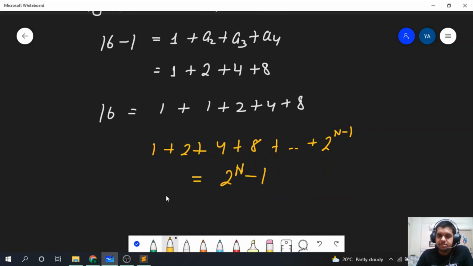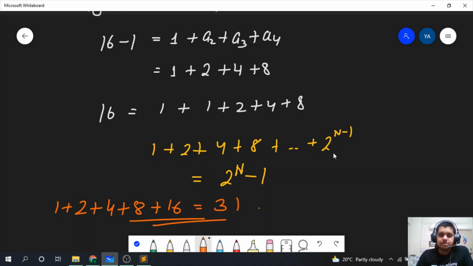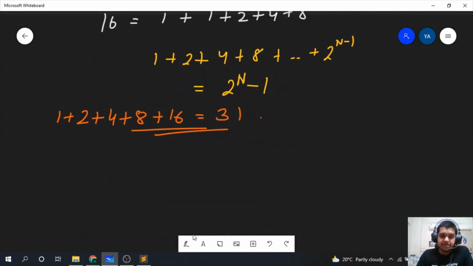So we can just verify it quickly. Here let's take n is equal to 5. So we have 1 plus 2 plus 4 plus 8 plus 16. So what is the sum over here? It is nothing but 31. And if n was 5, then 2 to the power 5 minus 1 is again 31. So this is proved. Hence, what we have to do, our final answer.